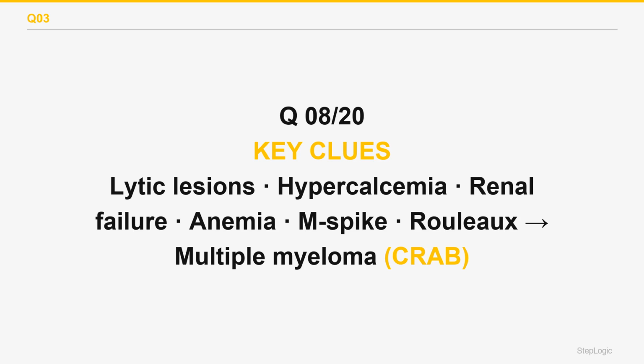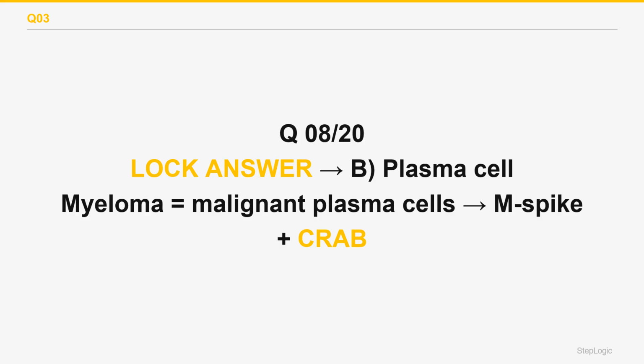They cause the CRAB features: hypercalcemia, renal failure from light chain cast nephropathy and the Bence-Jones protein, anemia from marrow replacement, and bone lytic lesions as plasma cells activate osteoclasts via RANKL. Rouleaux formation, red cells stacked like coins, results from the high circulating protein.